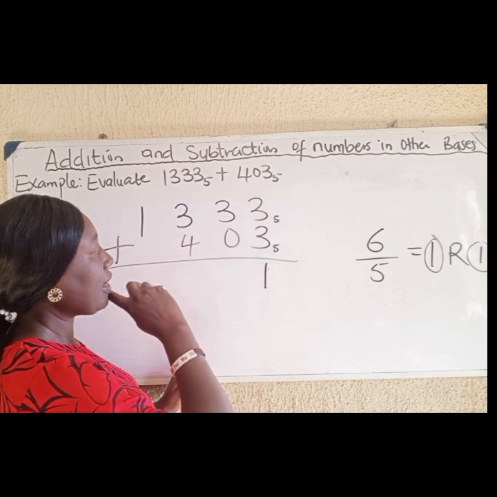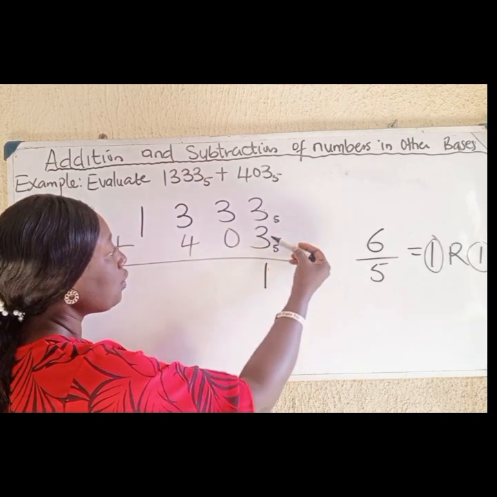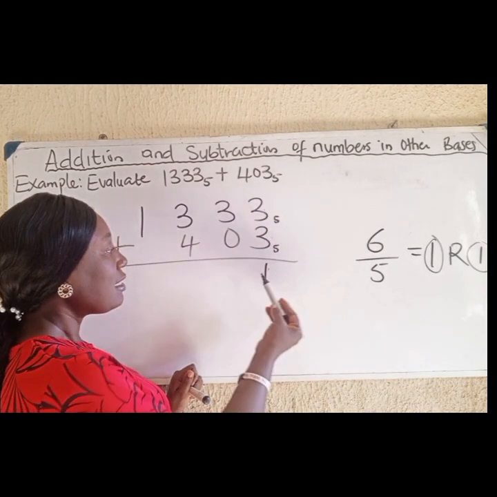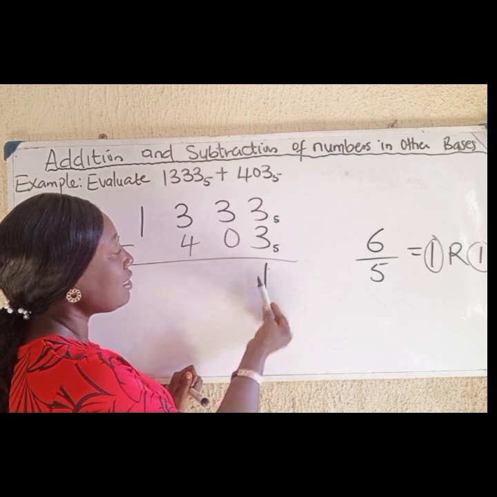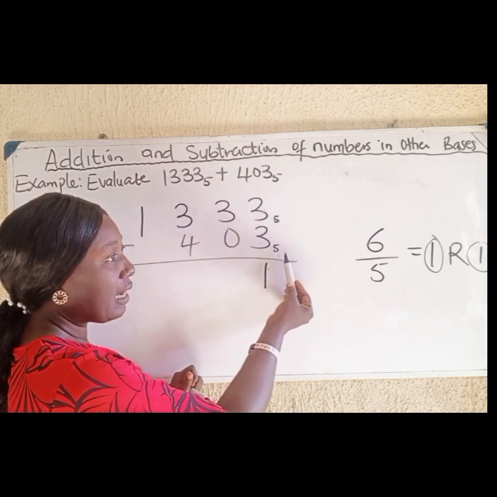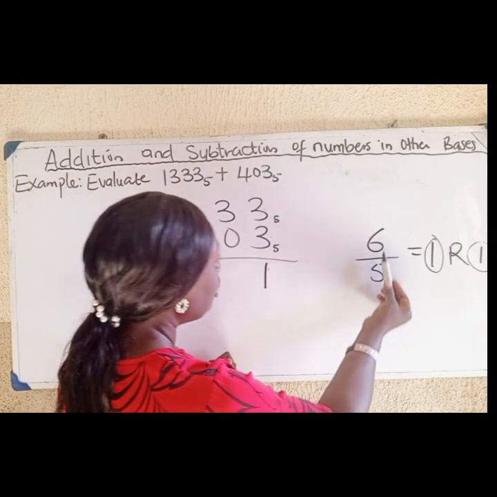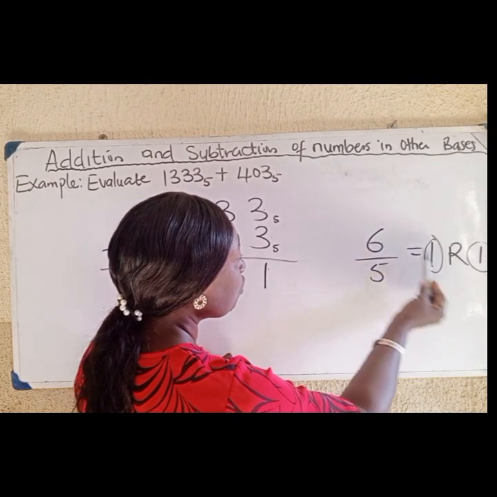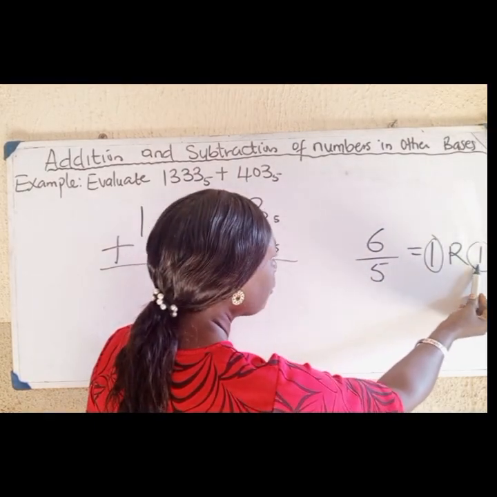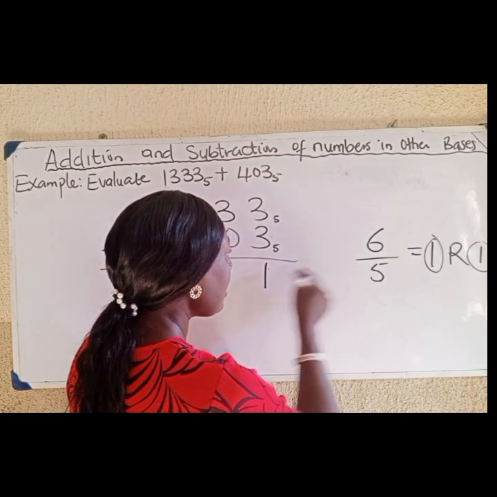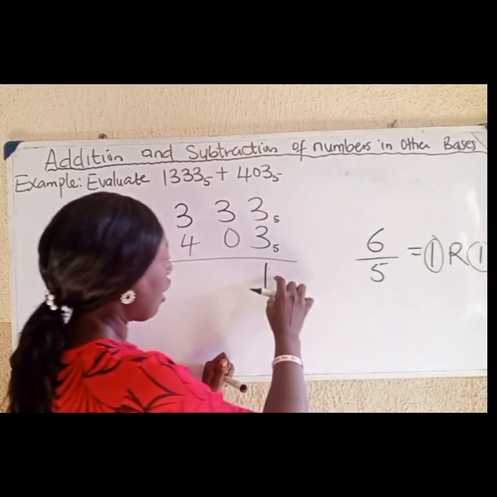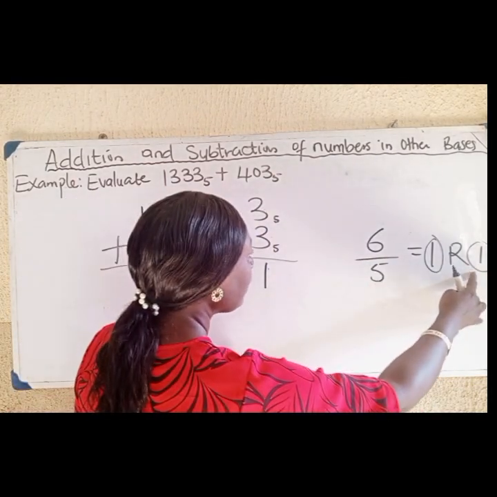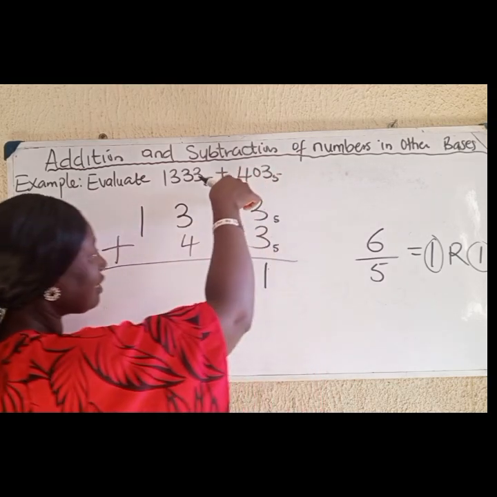Are you following? So I said 3 plus 3 will give me 6. And I said that I cannot write 6 here because 6 is greater than 5, which is the base I'm adding. So I have to change that 6 to base 5. So 5 into 6 will give me 1, remainder 1. So what I will write here is the remainder first, which is 1. And now carry this one to the next number.